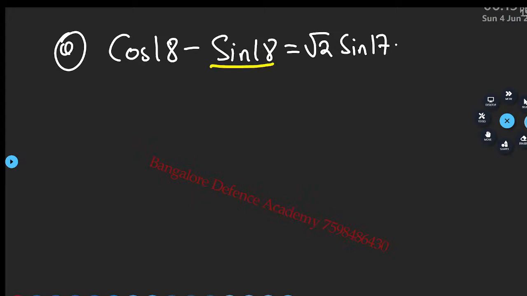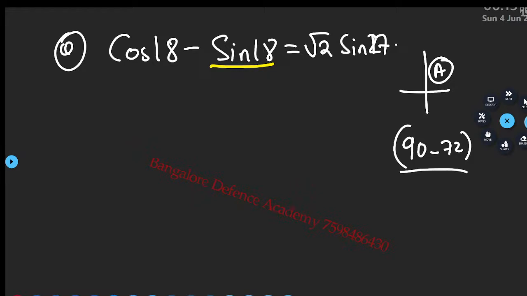This is sine 18. 18 means it lies in the first quadrant. Here all angles are positive. So this 18, can I write it as 90 minus 72? Okay, 27. Look at now. 90 minus 72 कितना मिल रहा है आपको? 18 मिल रहा है, right?